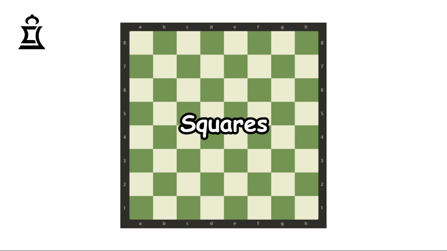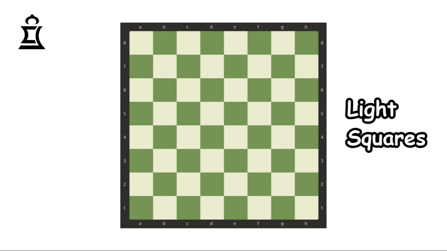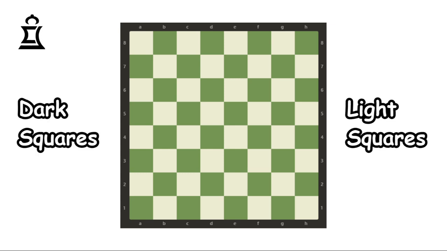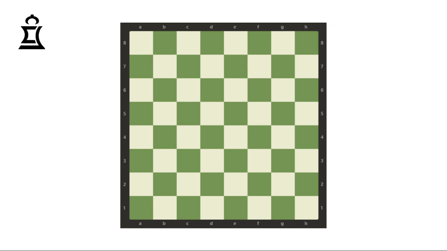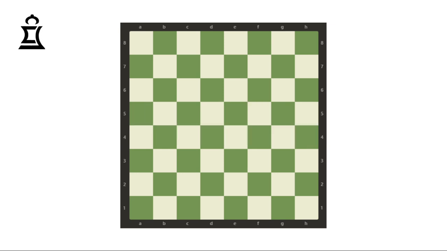Squares and their names. Chessboard boxes are referred to as squares. The white squares are called light squares, and the black squares are called dark squares. So, on a chessboard, there are 32 light squares and 32 dark squares, making up a total of 64 squares. This is why chess is sometimes called the game of 64 squares. Each square has a unique name based on the file and rank it's located in.